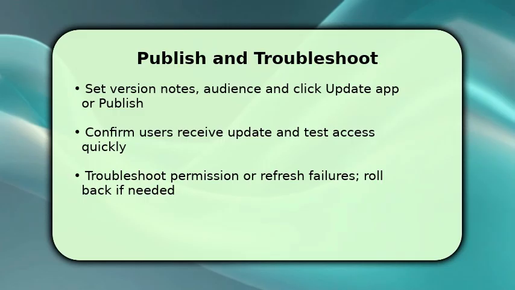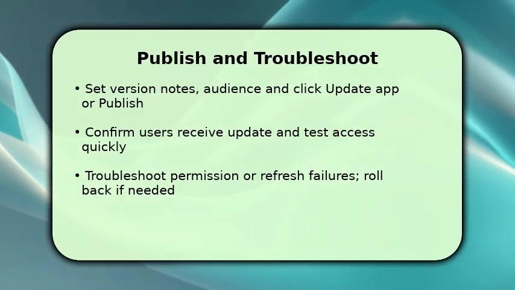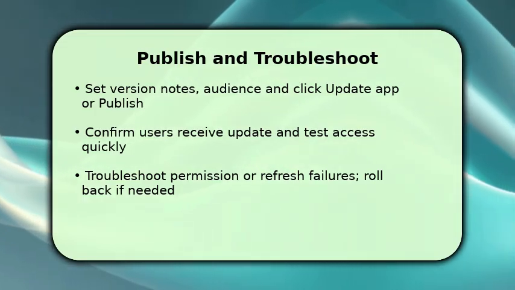If users report issues, first verify workspace permissions and dataset refresh history. Fix credential or permission mismatches and republish. If the problem persists, roll.